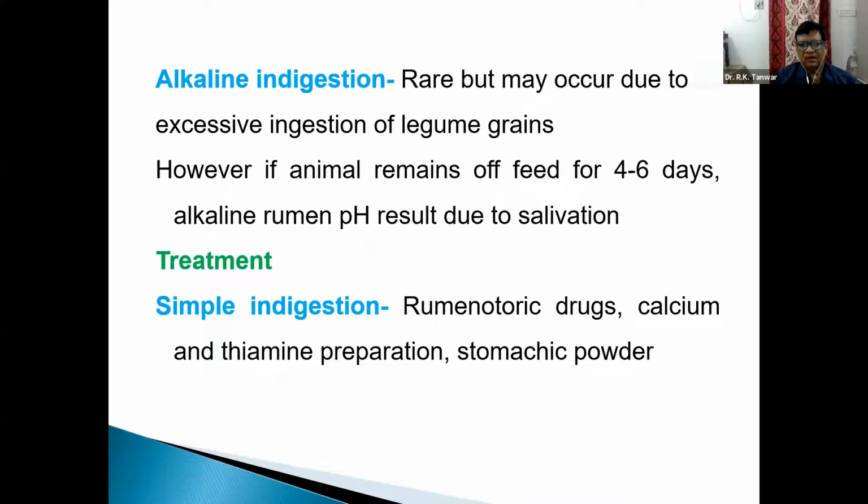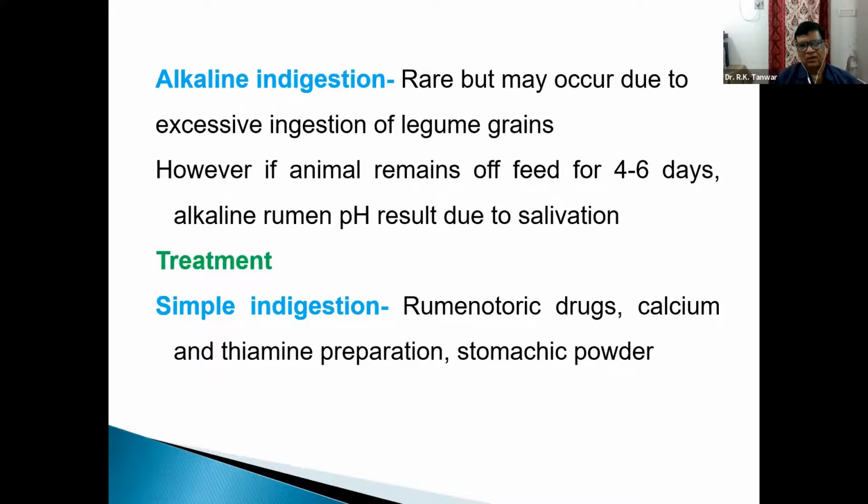Alkaline indigestion occurs rarely, but it can happen if there is excessive ingestion of legume grains in a post-harvest field. But always keep one thing in mind: if any animal remains off feed for 4 to 6 days, the pH will always be alkaline. In our practice, when we collect the rumen liquor, the pH is always alkaline, 8.29.